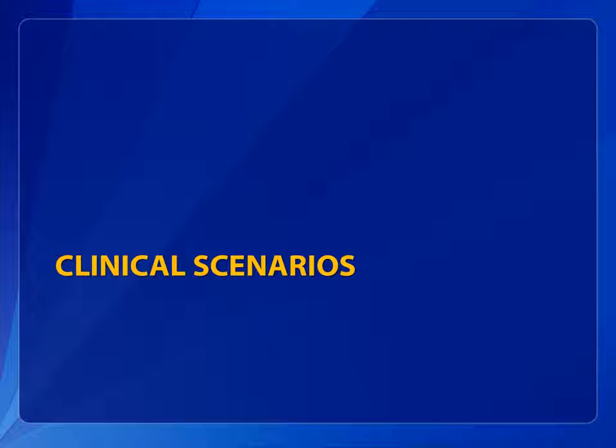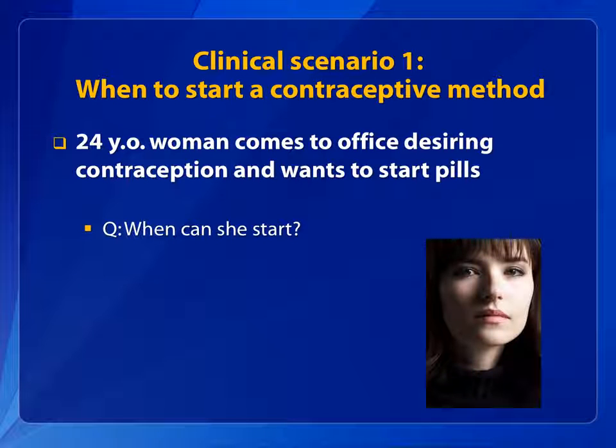To demonstrate how the guidance can be used, we will now go through several clinical scenarios for which the guidance may be useful. For the first scenario, we have a 24-year-old woman who comes to the office desiring contraception. She wants to start pills. How soon can she start taking them?